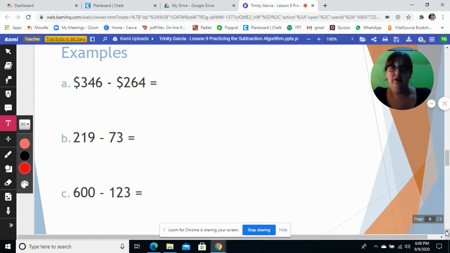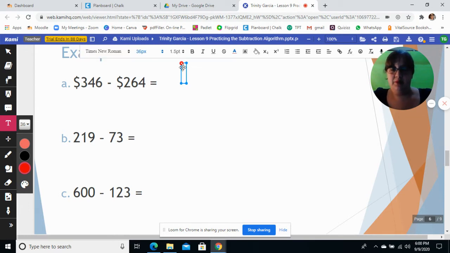All right, here are some examples. Write these down in your book. A is $346 minus $264. Okay, $346 minus 264. Now, we're going to look at this together because it's kind of a big math problem.